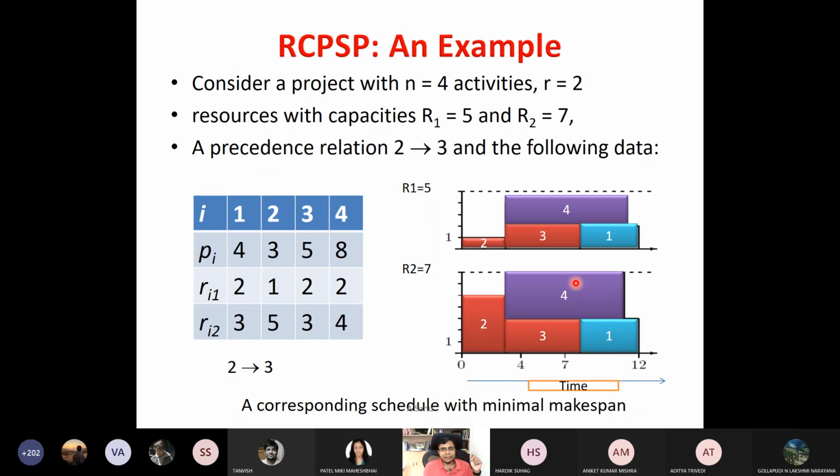And in this case, 2 is actually a predecessor of 3. So if you look at 2 and 3, after executing 2, we are executing 3. In these examples it is taking 12 minutes. Ultimately in this case we are trying to minimize the makespan, and given this kind of scenario, this is taking 12 minutes.